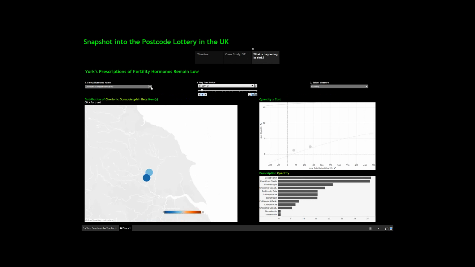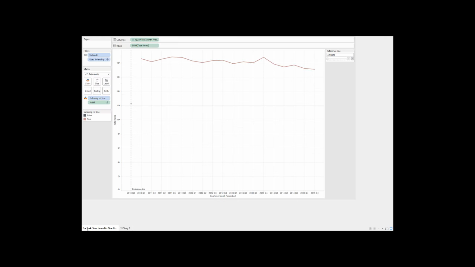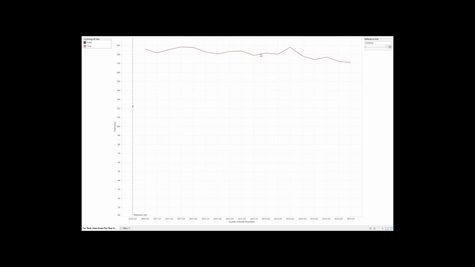Yeah, I do have the one for York, but just as a total one. So this is the reference line for York. Okay. But it doesn't show much fluctuation in the item quantity. There's a small drop there, I guess, but it's not something major. Okay, thanks.